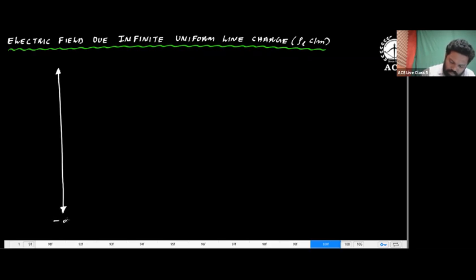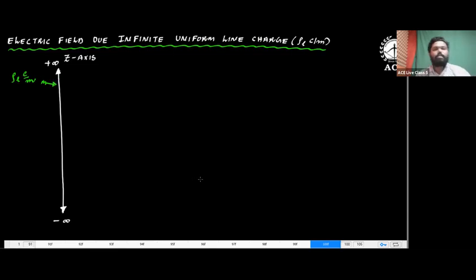Which is extending from minus infinity to plus infinity. Here it is the Z axis. What is the charge on this one? The charge on this one is rho L, coulomb per meter.